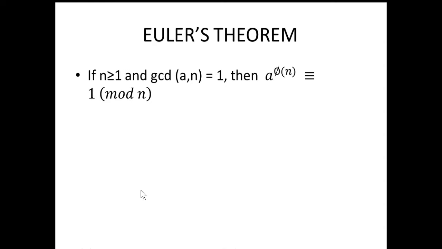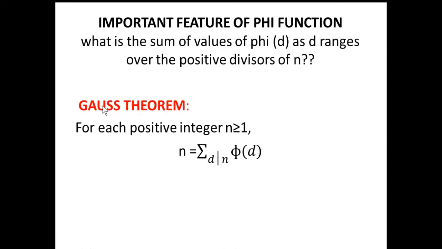Next, we have Euler's theorem. So if n is greater than or equal to 1 and a and n are relatively prime, then a to the power phi n is congruent to 1 mod n.